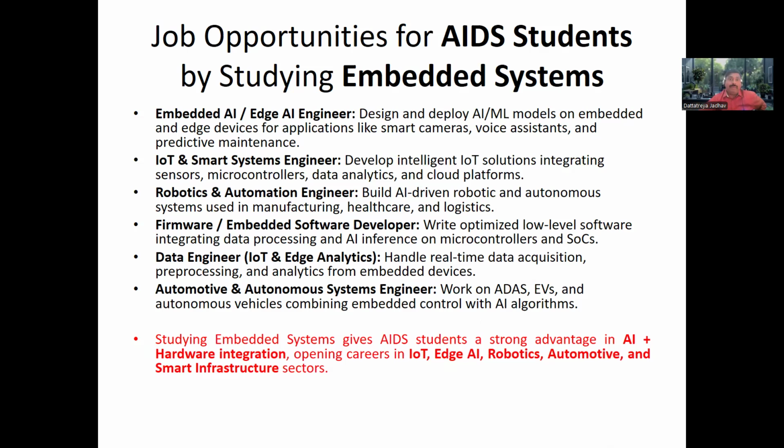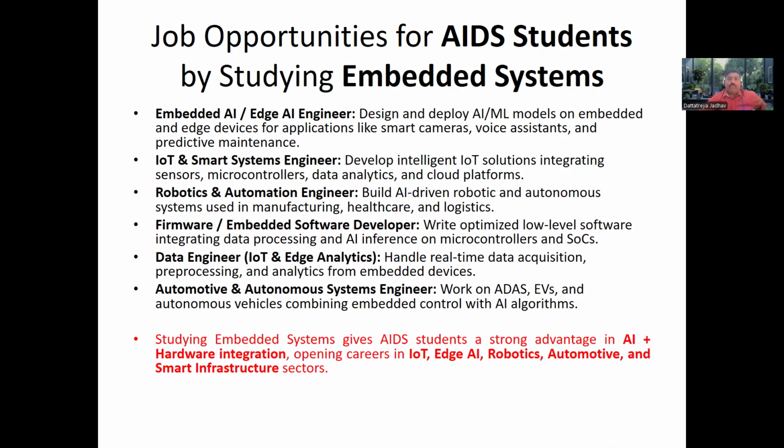The industry will be available for AIDS students if they know embedded systems, to develop intelligent IoT solutions integrating sensors, microcontrollers, data analytics, and cloud platforms. The third is related to robotics and automation engineer: building AI-driven robotics and automation systems in manufacturing, healthcare, and logistics.